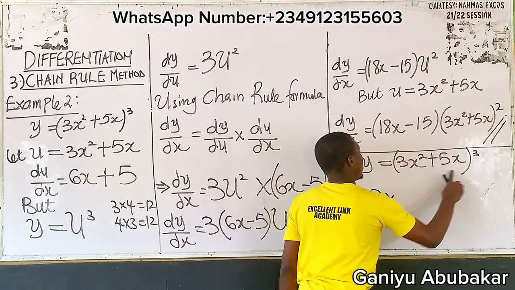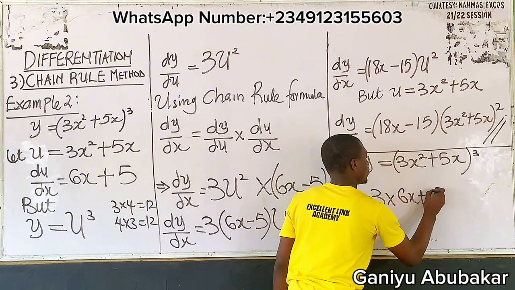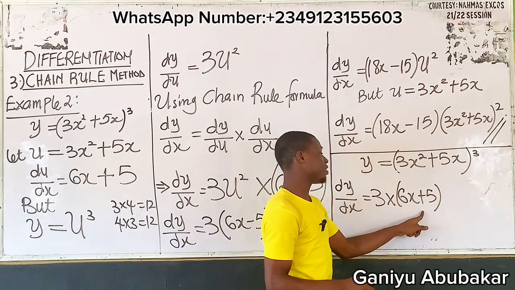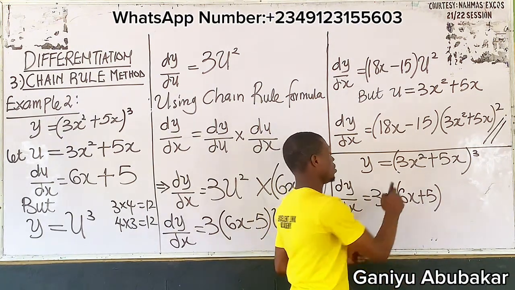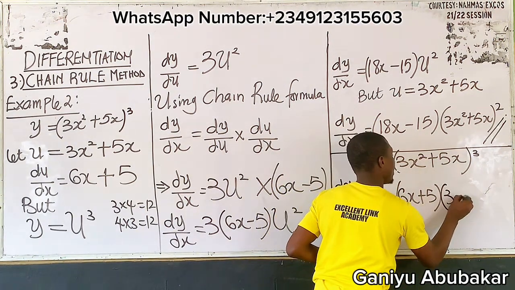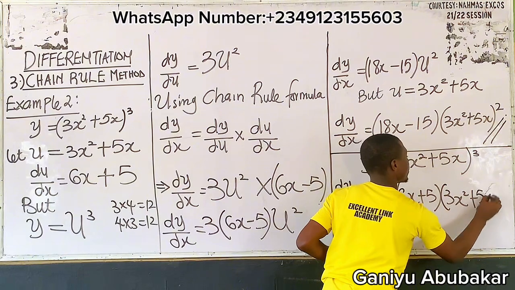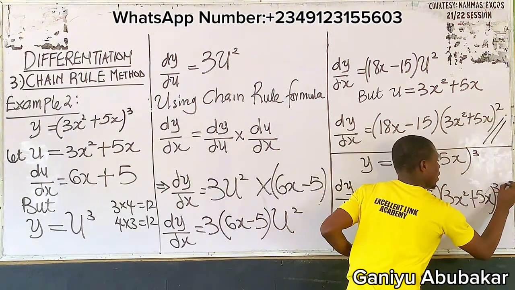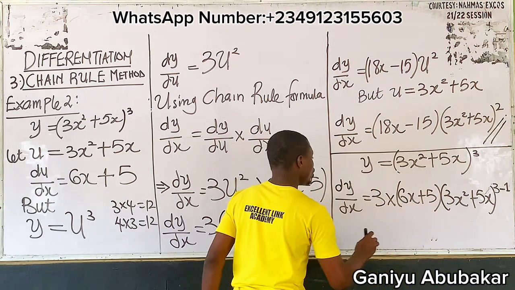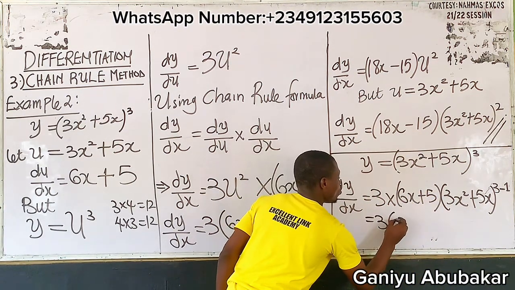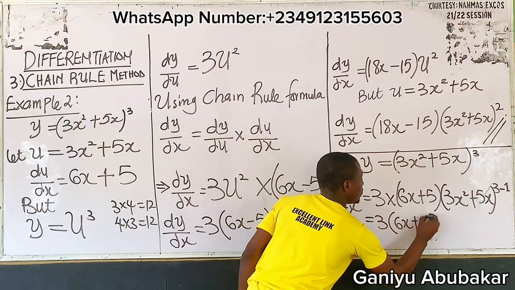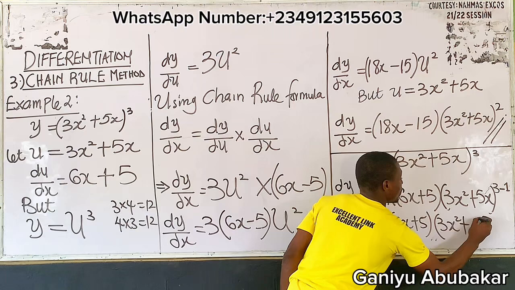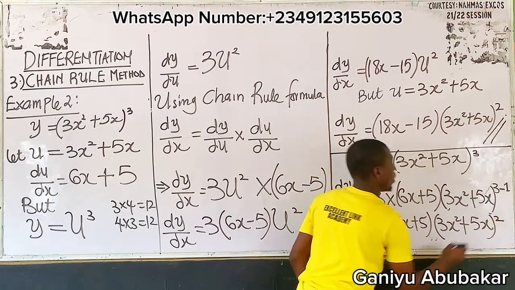If I differentiate this one, I'll have 6x plus 5. Differentiate the term in brackets, I'll have this. Repeat the question. I'm having 3x squared plus 5x to power 3. Then subtract 1 from the power, 3 minus 1. This should give 3 into 6x plus 5 into 3x squared plus 5x all squared.